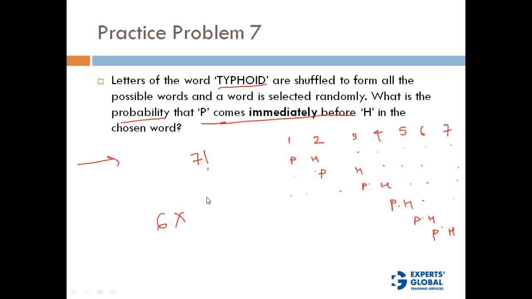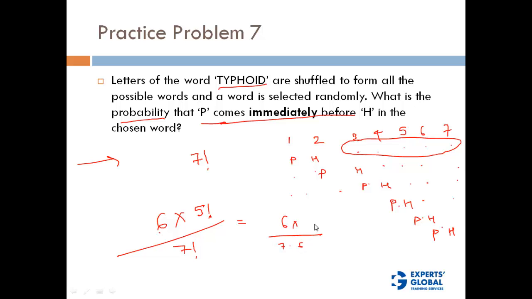6 ways, and in fact the remaining 5 letters can have their own arrangements, so that is going to be 5 factorial. Correct? So 6 times special cases. Each of those 6 cases will have 5 factorial ways, divided by the total number of ways, which is 7 factorial. So that is going to be 6 into 7 into 6, and the 5 factorial will get cancelled. So that's going to be 1/7, 1/7 probability.